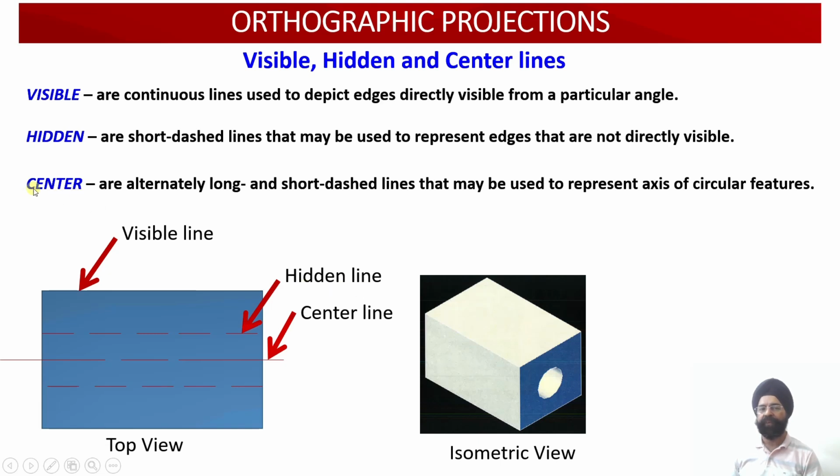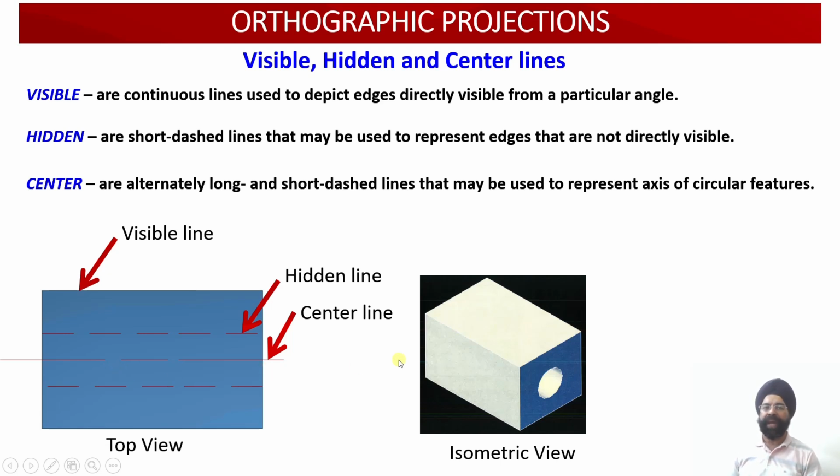Then the third type of line is the center line, because this is a symmetrical object. This is a cylinder within this square prism. So the square prism is also symmetrical, and the cylinder also needs to have an axis over there. The axis will be represented by a big, small, big, small, big, small chain line. So these are the three lines which will be drawn in the orthographic projection.